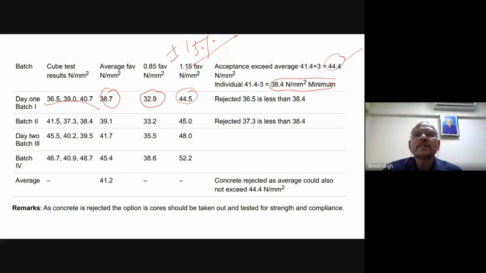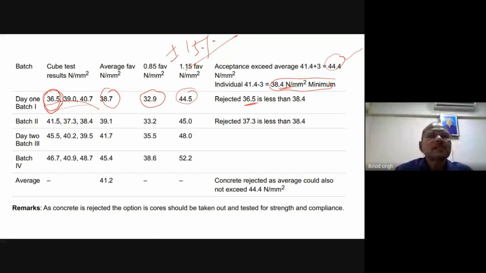So it should be rejected because minimum strength is 36.5 here. What you are observing, the value of this cube is 36.5. So that is a variation of 15%. So our value should not be less than 38.4, but you are getting 36.5. So this can be, that is a doubtful concrete.